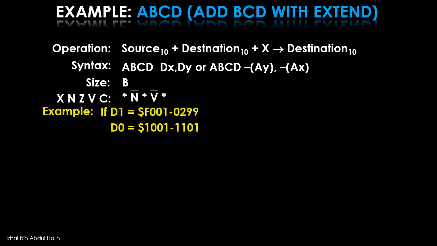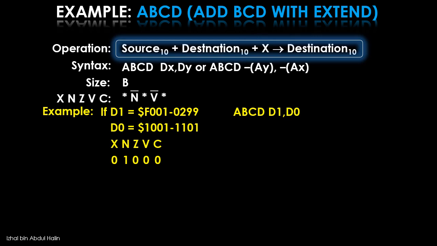Now for an example. Let us assume that D1 contains the long word value of F00100299. D0 contains the long word value of 100111101. The status register's flags at this point is 01000. The instruction to be executed is ABCD D1, D0. According to the operation, the contents of D1, D0, and the value of the X flag will be added together, and the results are stored in D0.